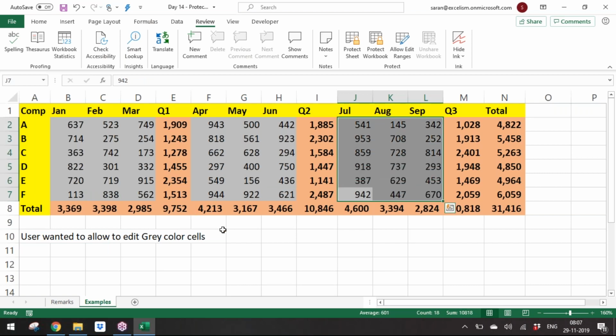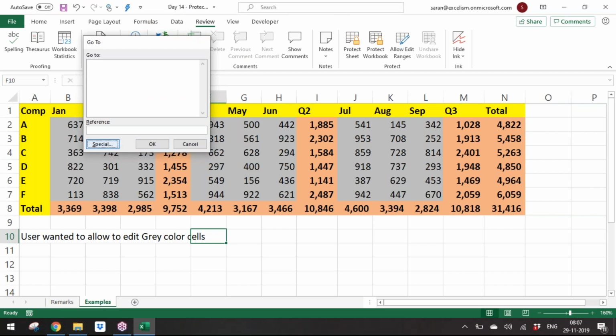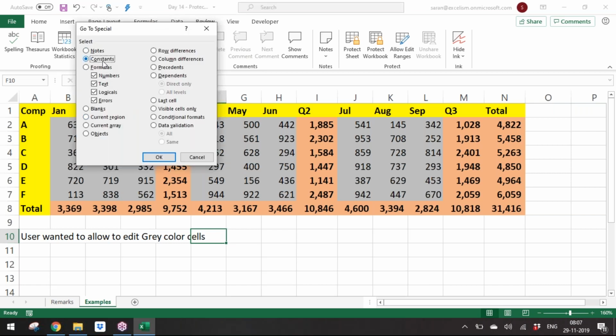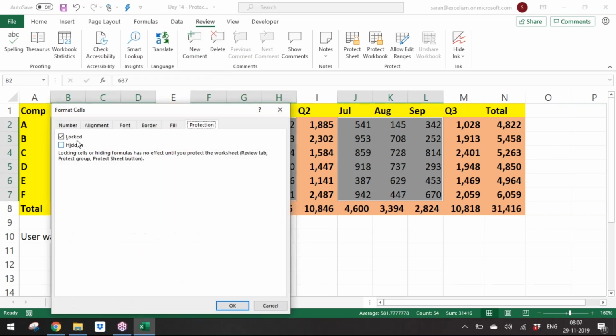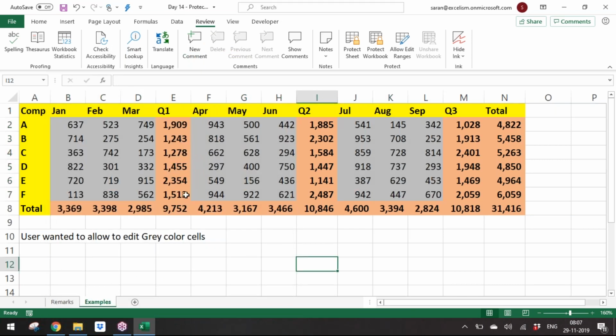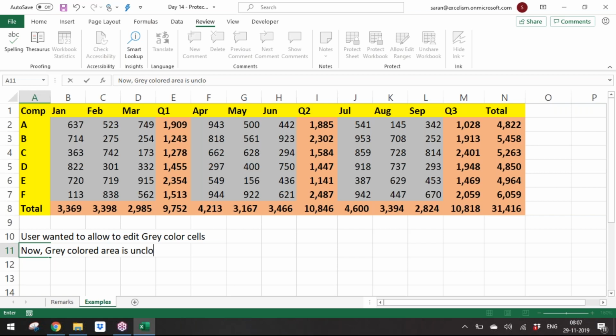If that is the case, first what I need to do is unlock this gray color area. First of all, how to select the gray color area? F5, Special. The gray color area is a constant, which is numbers. Select it, right click, Format Cells, and untick Locked, so that my gray color area is unlocked.